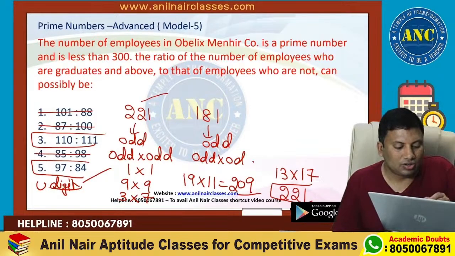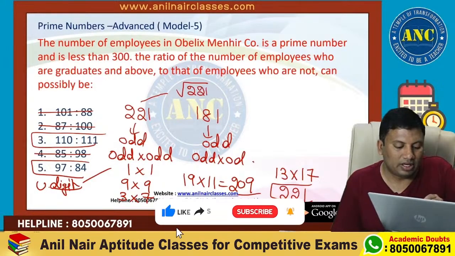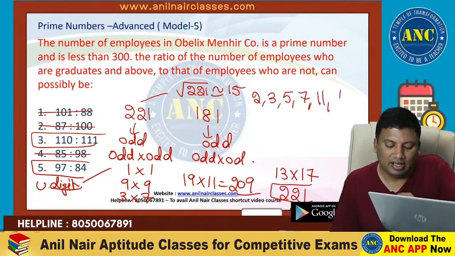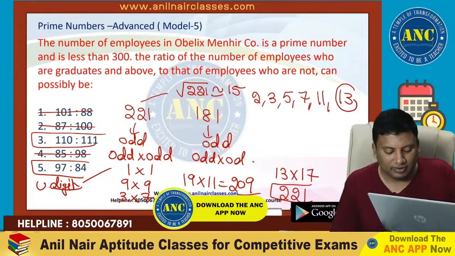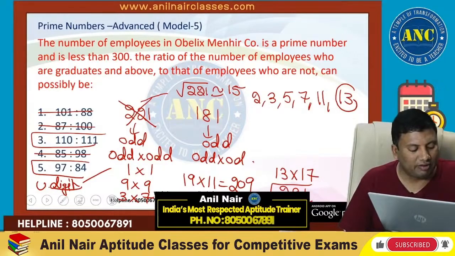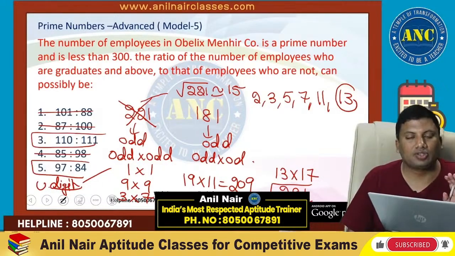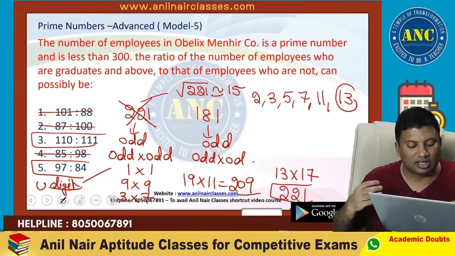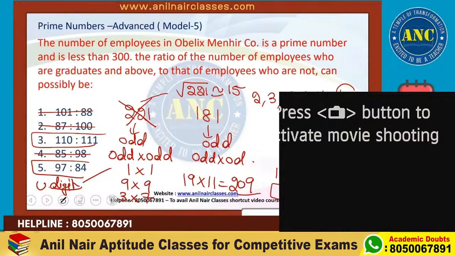So this is nothing but root of 221. It is closer to 15. What are all the prime numbers? I think we have not taken 2, 3, 5, 7, 11. 13 we have not taken. That is the reason we got two answer options. If you are in doubt, you can actually go with this process. You cannot have two answer options. So that is the reason I just checked where I made a mistake.